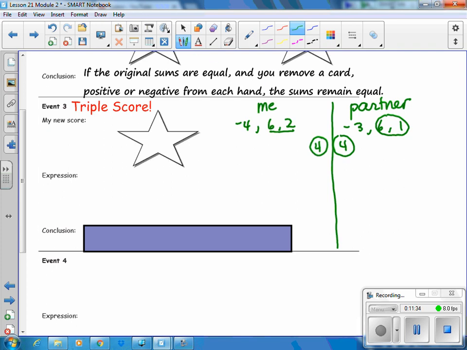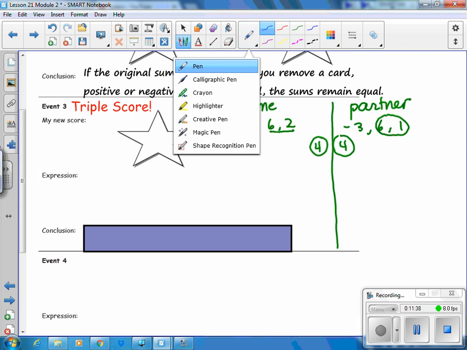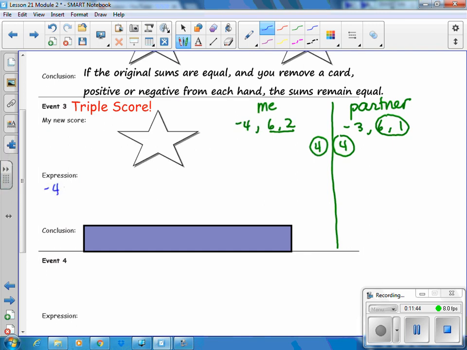So this is called triple score, and that means you're going to get 3 of every card. So that means if we're starting out with a -4, you get 3 of those. So -4 plus -4 plus -4. And you had a 6, and you get 3 of those. 6 plus 6 plus 6 plus 2 plus 2 plus 2.